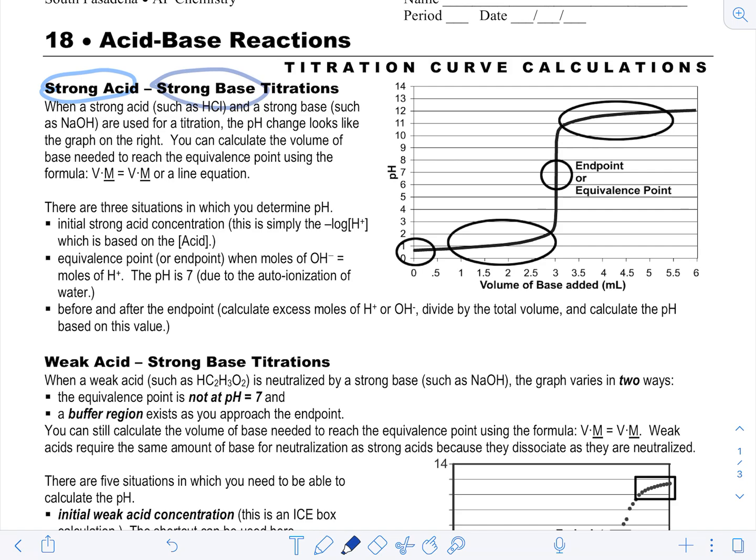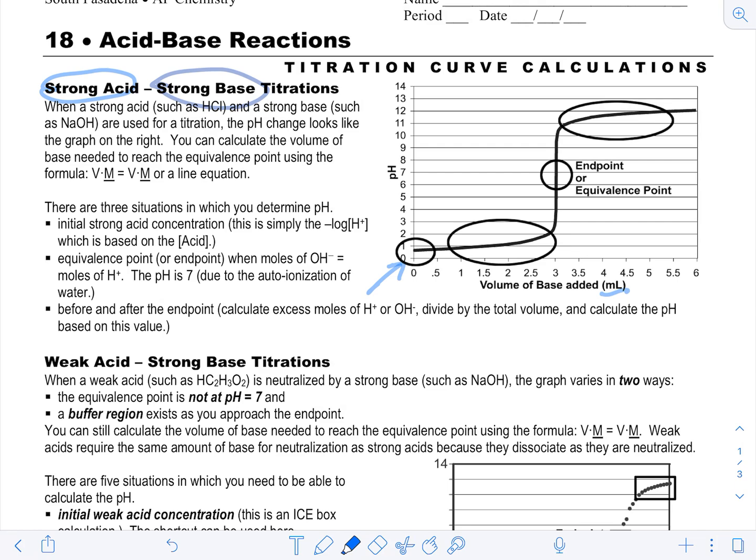And the reason why you know that there's a strong acid is the first thing is when you look at the bottom of the curve at 0 milliliters, you notice that the pH is low. And usually the pH, if it's around 1, we're talking about a strong acid.